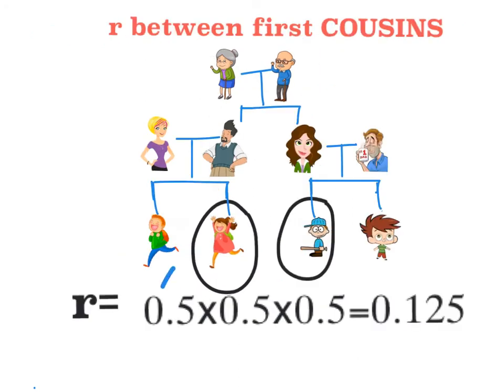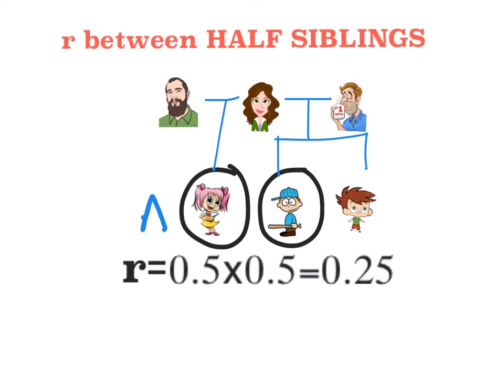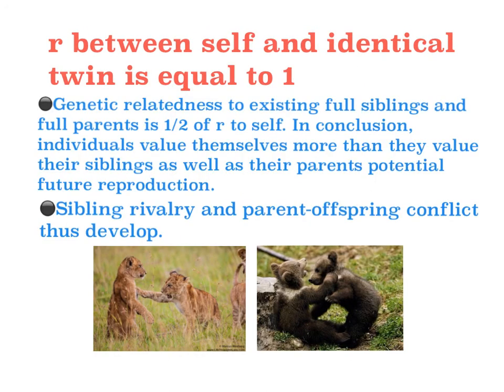R between first cousins is 0.125. R between half siblings is 0.25. And R between self and identical twin is equal to 1. Genetic relatedness to existing full siblings and full parents is half of R to self.